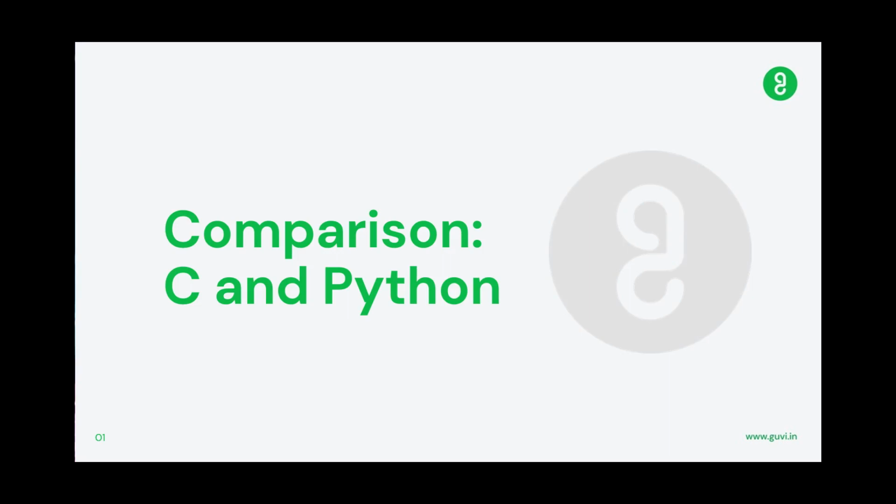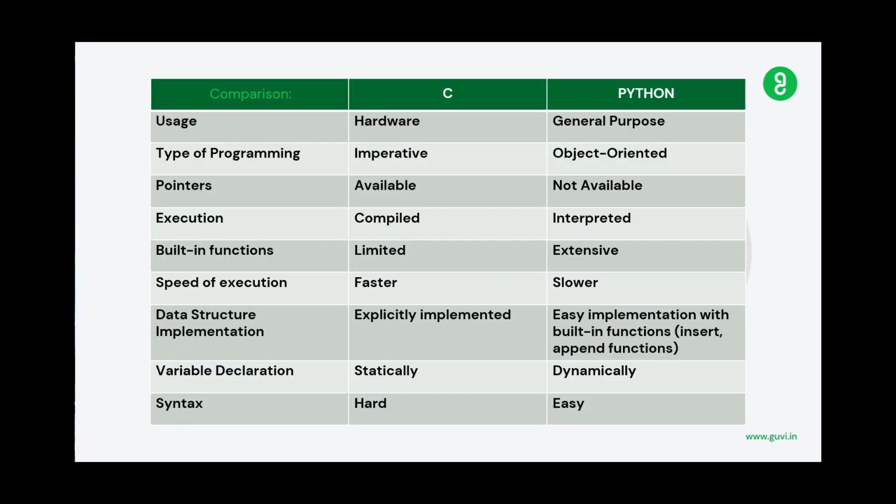Moving on, we now have a discussion about the differences between C and Python. We start by having a discussion about their usages. When it comes to C, C is generally used for hardware related applications, whereas Python is a general purpose programming language. When we talk about the type of programming, C follows an imperative programming model, whereas Python follows an object oriented programming structure, which makes use of classes and objects.